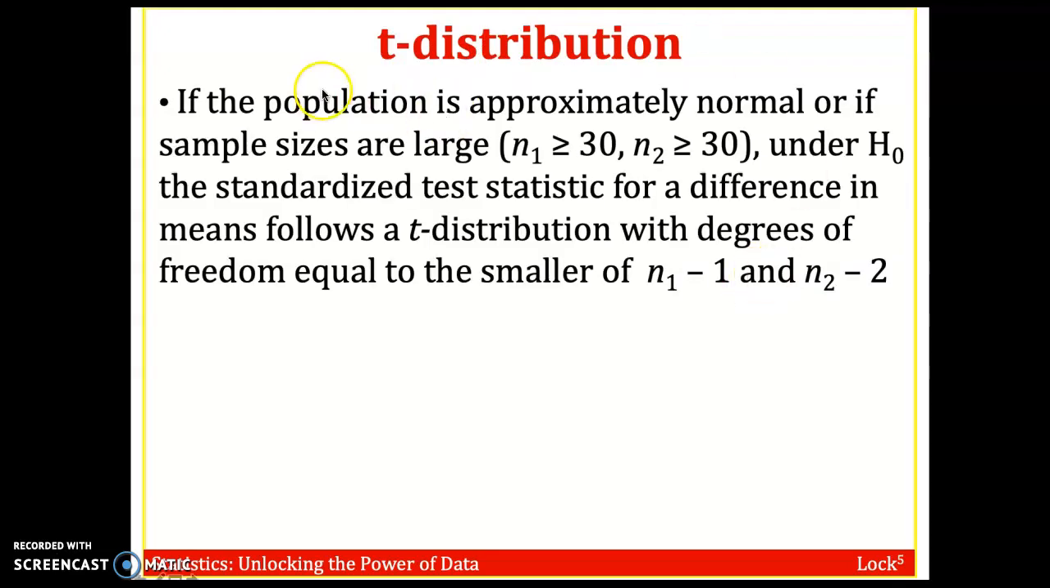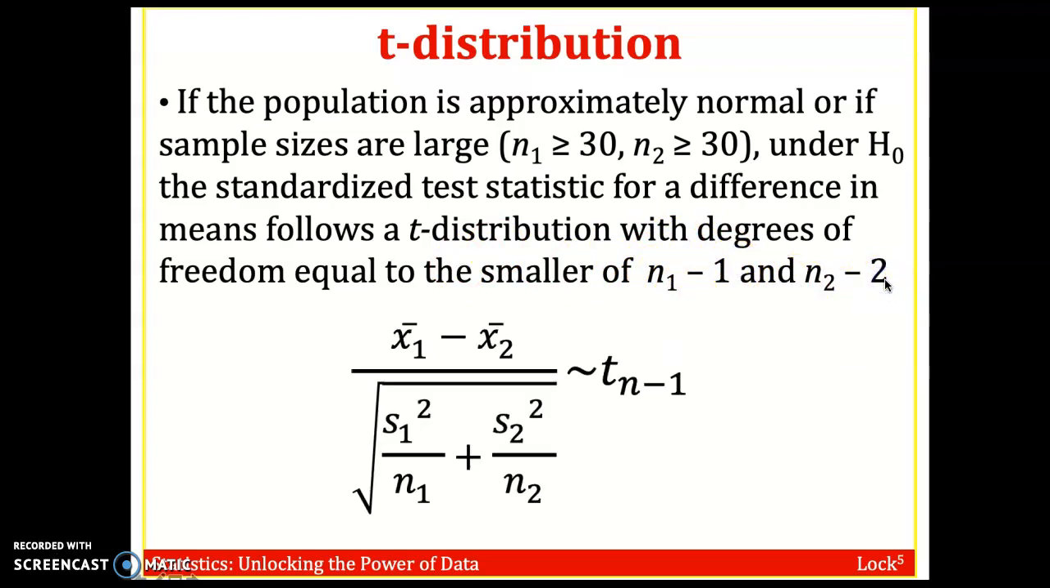And just like before, if the population is approximately normal, or if the sample sizes are large. So for null hypothesis testing and confidence intervals, if we want to use the t distribution, we've got to make sure the sample sizes are both big enough, 30 or more, or we need to assume the population is normally distributed. And again, we're going to use the degrees of freedom to be the smaller of the sample size minus 1.